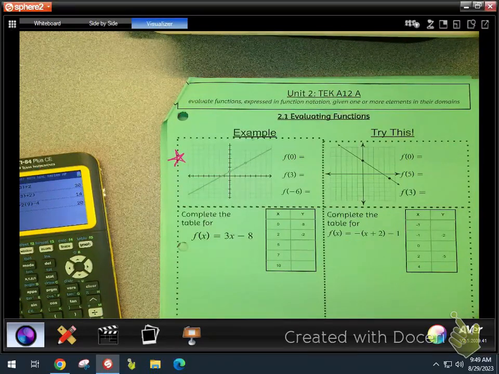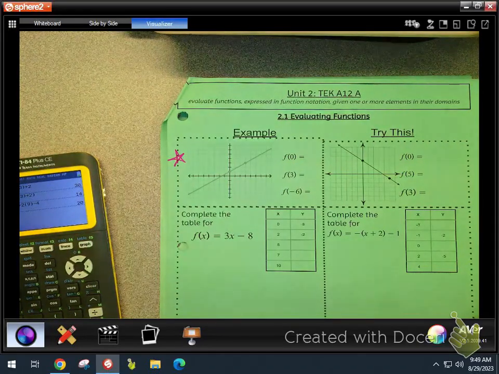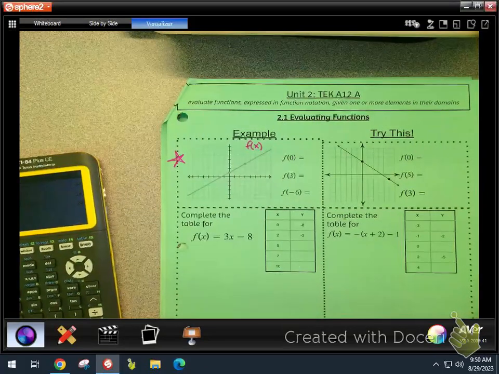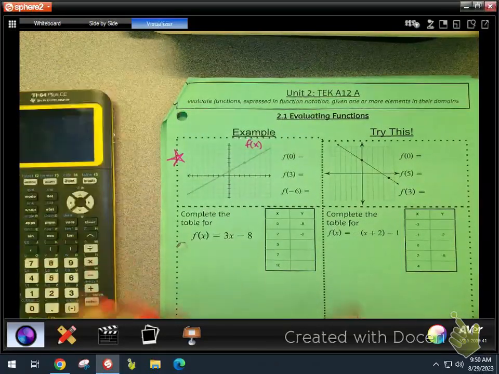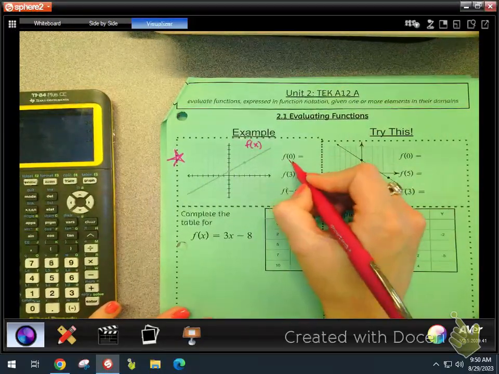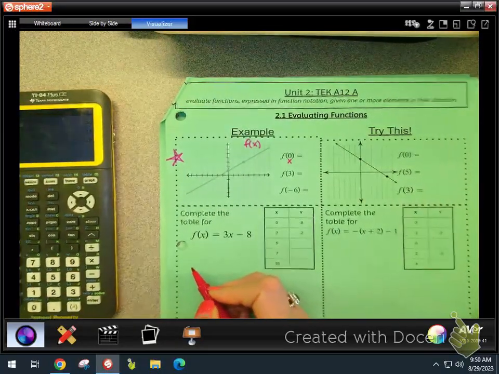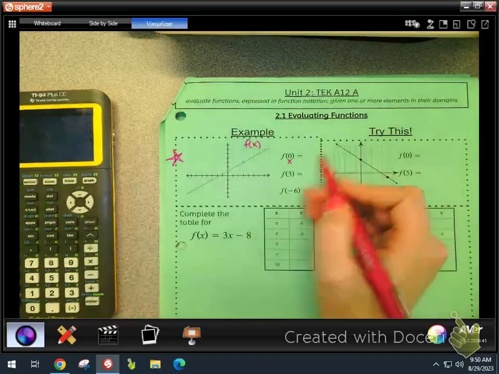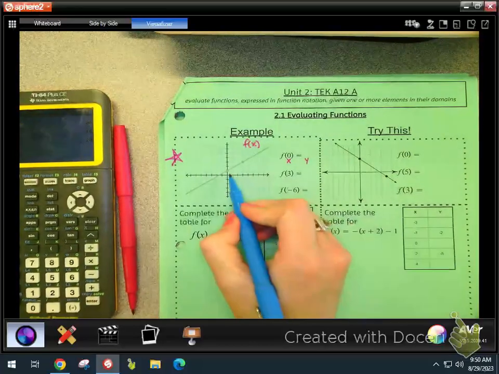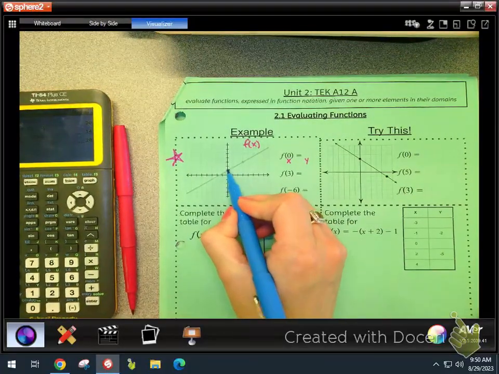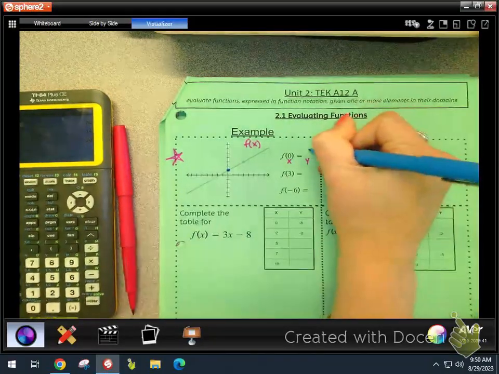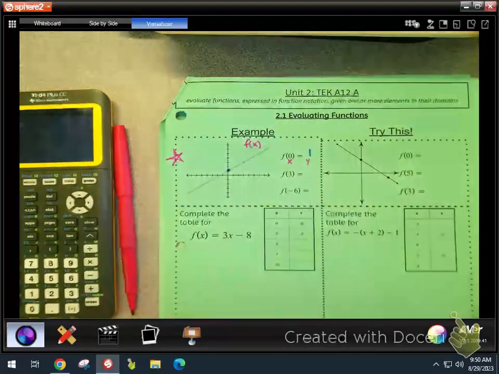f of 0. So let's say this line right here, we're going to call it f of x. So make sure you label it so you know what we're talking about. Okay, f of 0. That means I'm looking at when my x value is 0. And my answer is going to be the corresponding y value. So look at your graph. When x is 0, what y value is my graph at? 1. So f of 0 equals 1.